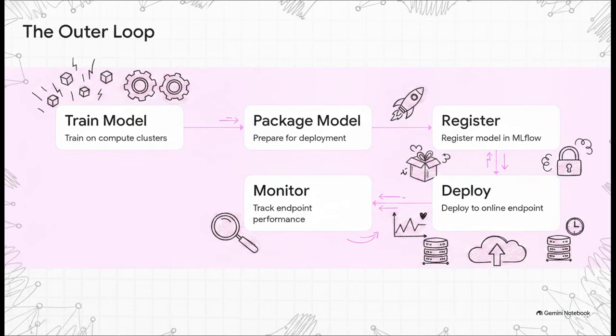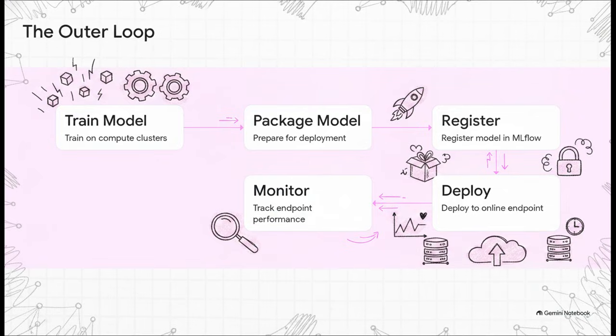But when it is time for the real world, DevOps engineers trigger the outer loop. This relies heavily on CI/CD principles to orchestrate this exact automated pipeline. The very moment a data scientist registers a new approved model version, boom, it triggers the outer loop. Using tools like GitHub Actions, we systematically walk through these steps.